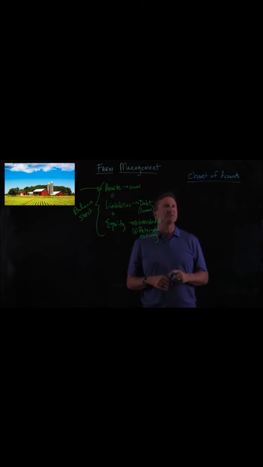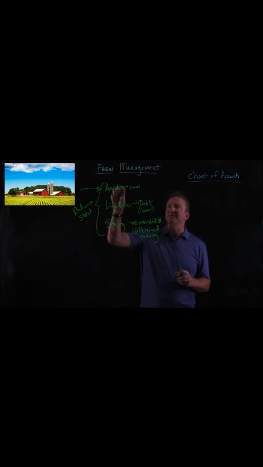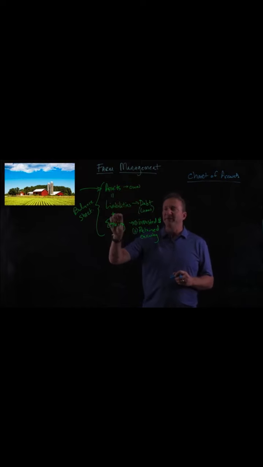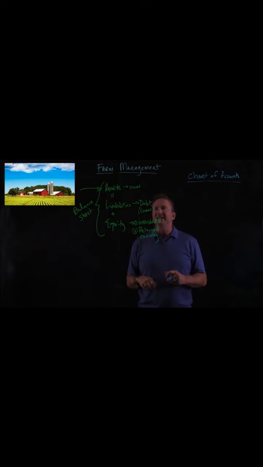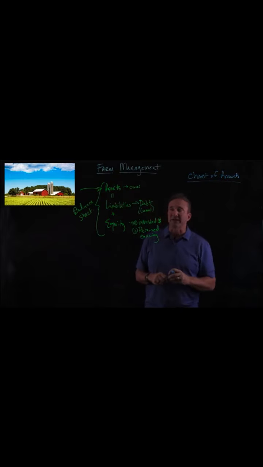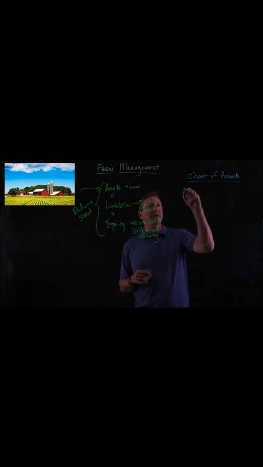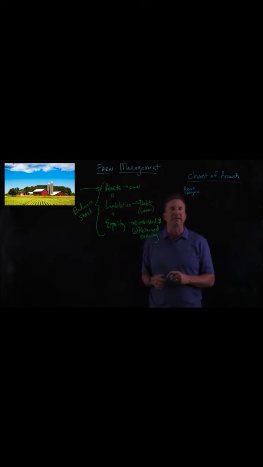So a chart of accounts is going to be a detailed listing of all of the assets that we have, all the liabilities that we have, and all of the equity that we have. The chart of accounts is organized very much like the balance sheet is. It sometimes starts with, so what are your asset categories? And I'm going to put a few of these categories that would be common.